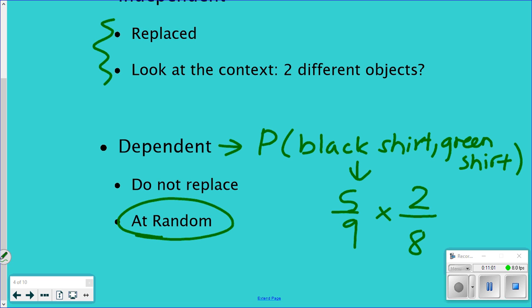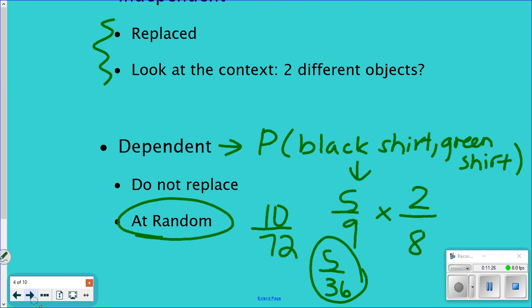So this would be 5 times 2, 10 over 72. Can it be reduced? Actually, you can probably do some reducing here too. 10 over 72 divided by 2, 5 over 36. That's the probability I have of picking a person with a black shirt and a green shirt. Okay? Are you guys kind of seeing the difference between the two things? It's hard to see the difference. You have to pay attention to your wording.